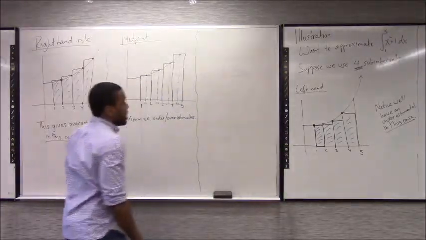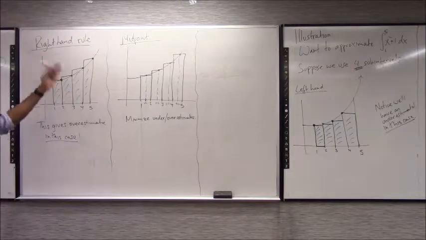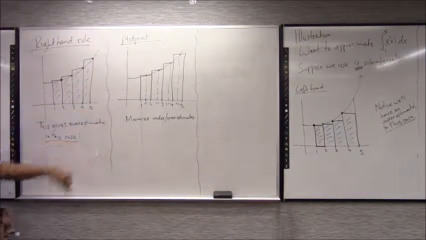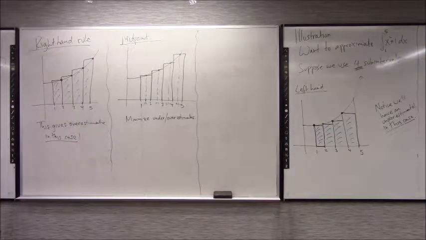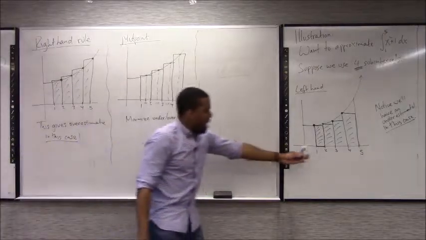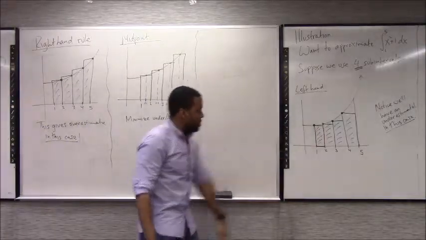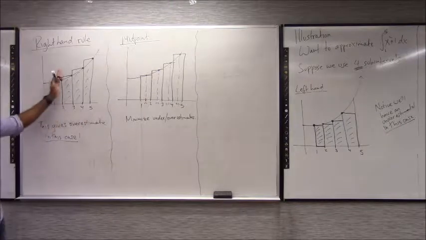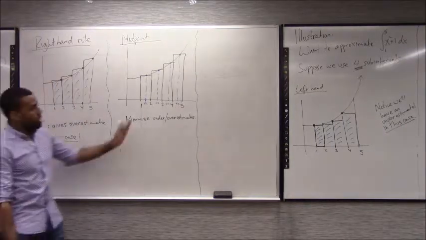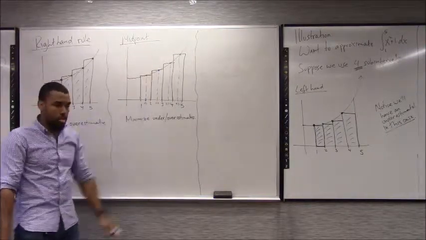So that's illustrating the left hand, the right hand, the midpoint. Dissect it into however many subintervals you need. In the left one, the height of the rectangles is defined by the left side of your subinterval. Here, the height is defined by the right side of your subinterval. Here, the height is determined by the midpoint of your subintervals.